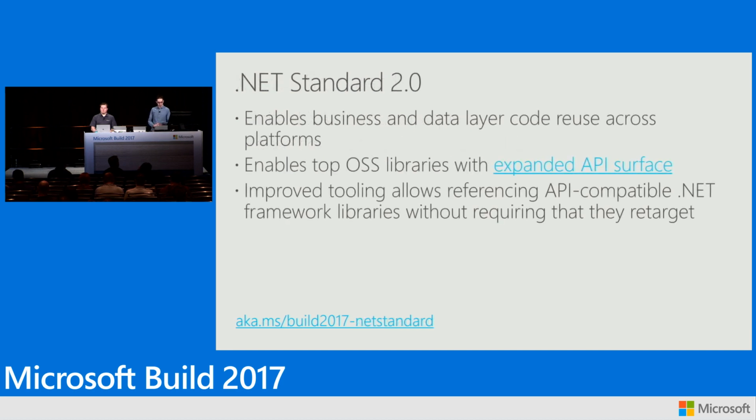.NET Standard, as I mentioned, lots of benefits there. And one thing to mention is the improved tooling of .NET Standard 2.0. .NET Standard has been around for a little bit, but 2.0 provides great tooling so that all of the open source libraries out there that are API compatible with .NET Standard that might not have retargeted yet, all those libraries that are API compatible can be used by your shared project just by adding a reference. And the tooling makes that possible without having to wait for the ecosystem to catch up.